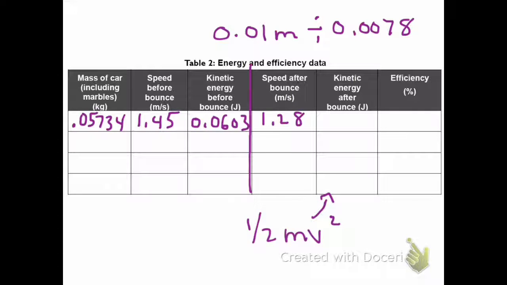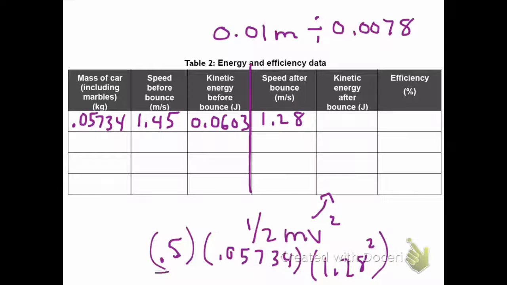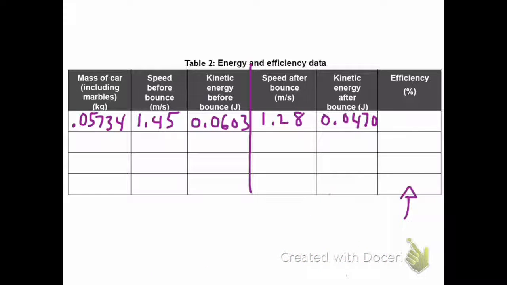Again, the kinetic energy is 1/2 mv squared. So again, 1/2 the mass of the car times the speed we just did squared, which gives us a kinetic energy of 0.0470 joules. Finally, we're going to look at the efficiency of the system.